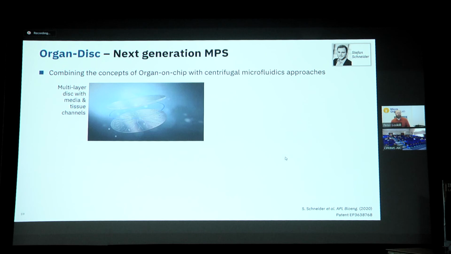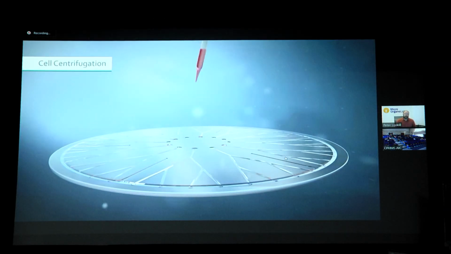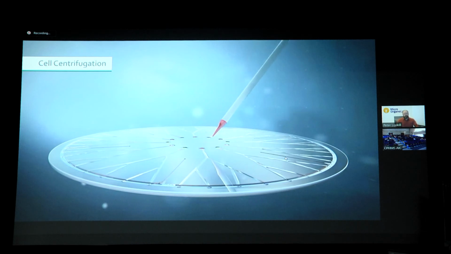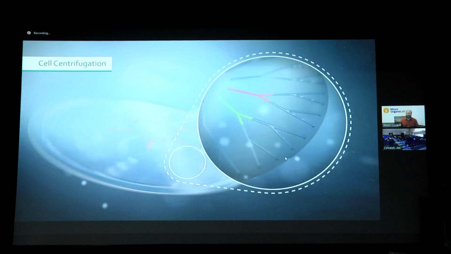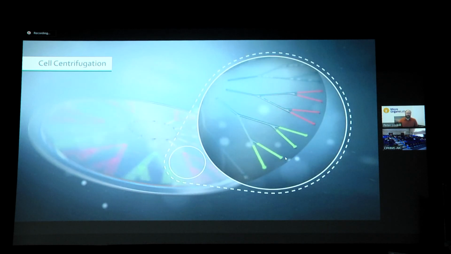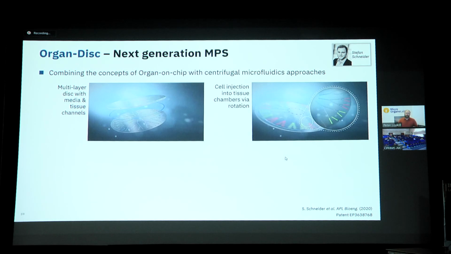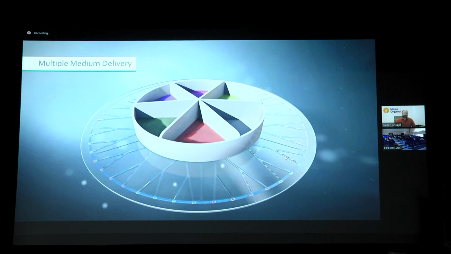And what that concept allows us is that we can actually pipette a cell suspension into the central inlets of the disc, and then we take the disc and put it in a CD player, in principle, and press play, and thereby all of the cells from the central inlets are being transported into the tissue chambers, and all of that at the same time for all of the tissue chambers around the disc, and it can be more than 100. And now we can use the same concept to actually perfuse the tissues.